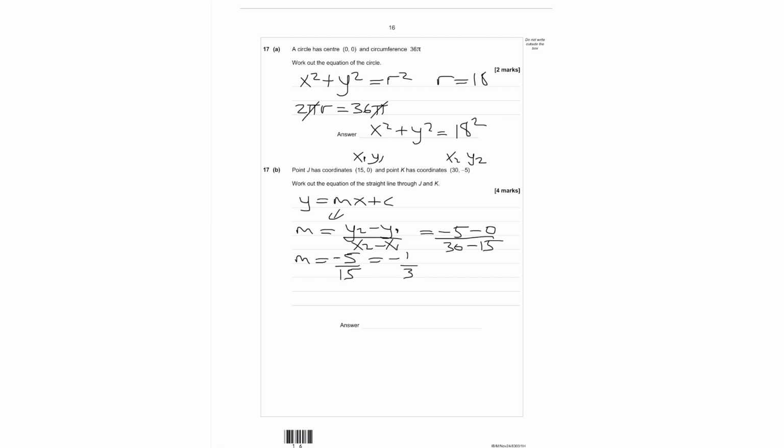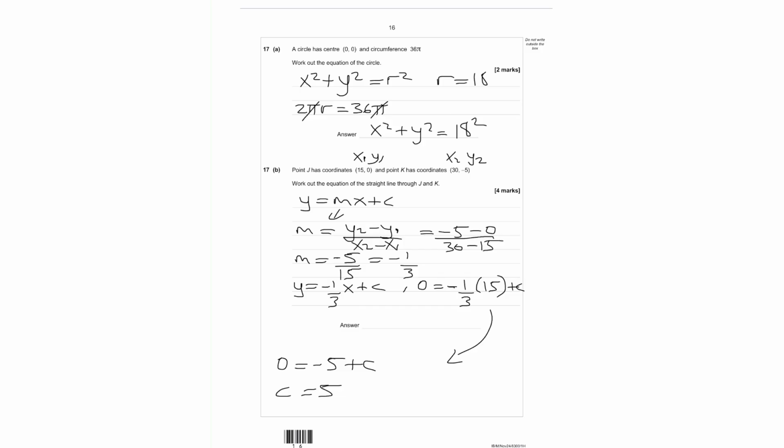So now we plug this back into our straight line equation. So we have y equals minus a third x plus c. And if we plug any one of our xy pairs in, let's go for the first one. So we have y equals 0, so 0 equals minus a third times x, which in this case would be 15, plus c. So minus a third times 15 is equal to minus 5. So we have 0 equals minus 5 plus c. And therefore, if we add 5 to both sides, we get that c is equal to 5.